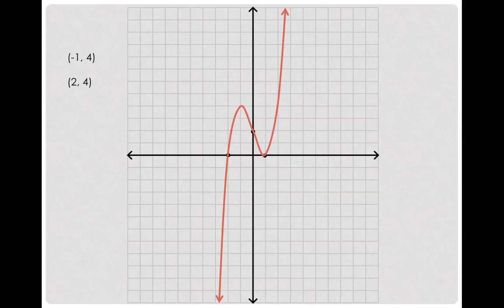And so our graph should look something like that. And again, if you want to choose a couple of extra x values to make sure you're really getting good points, like the 2, 4 or the -1, 4, to give you an idea of just how big the bumps or the valleys might be, that's always a good idea. But this is what your graph should look like.